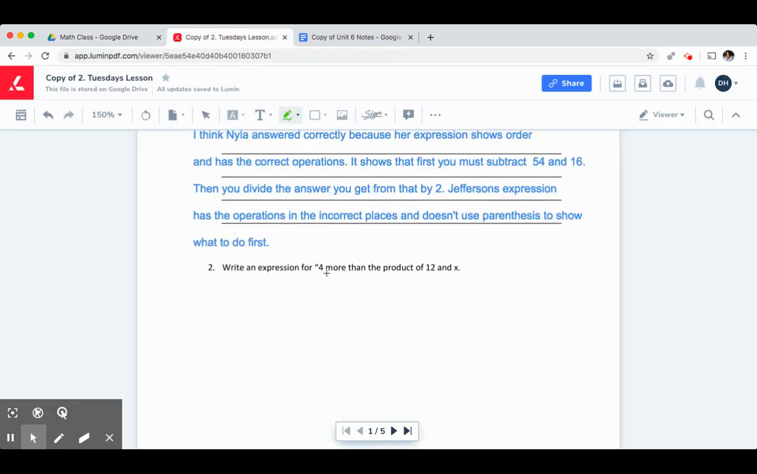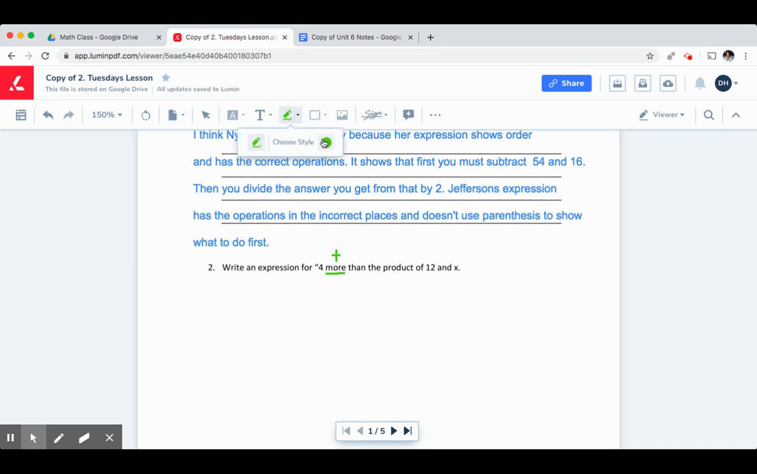So like we talked about in number 1, your first step here should be to reread the phrase to understand what operations are happening in the phrase. So our phrase says 4 more than the product of 12 and x. What keywords in this phrase tell you the operations you're going to be doing? The word more tells us that we're going to be doing addition.